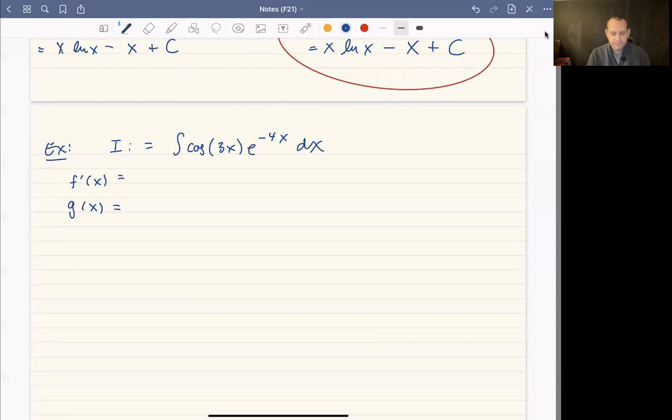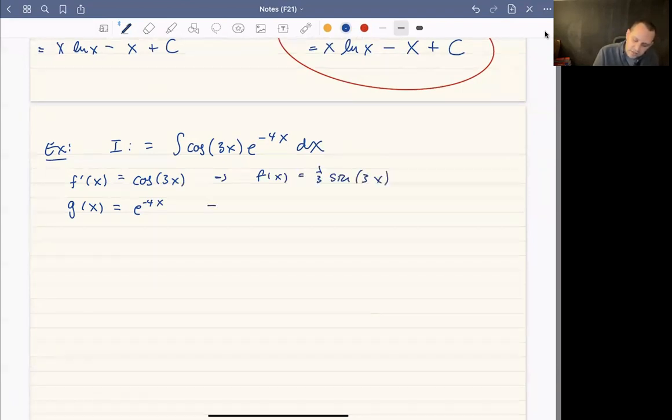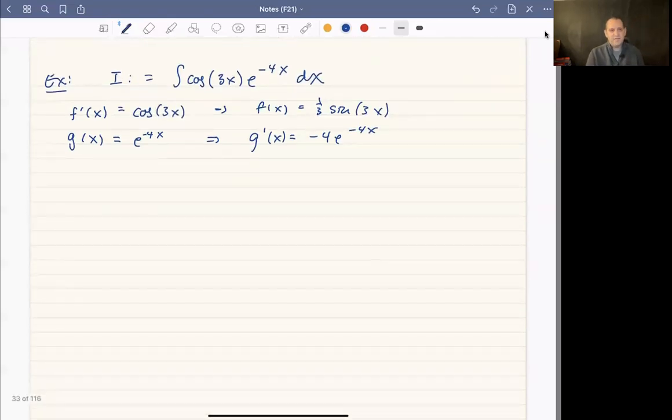So f prime, it doesn't matter, we'll say is cosine of 3x. G is e to the negative 4x. This makes f 1/3 sine of 3x because we're anti-differentiating cosine, and we're differentiating e to the negative 4x. So g prime is negative 4 e to the negative 4x. So we anti-differentiated the trig function and differentiated the exponential function.